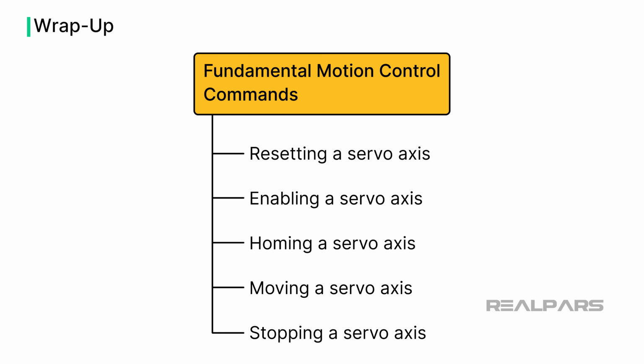These 5 basic commands form the core of motion control in PLC applications, enabling precise and reliable control over automated machinery. They allow for handling faults, initializing and powering up servo drives, establishing reference positions, executing precise movements, and ensuring safety through controlled stops.